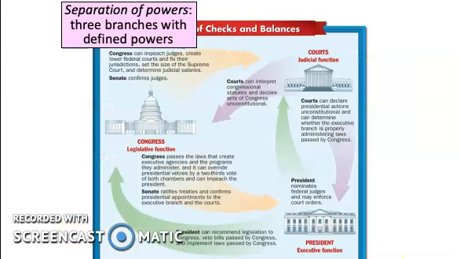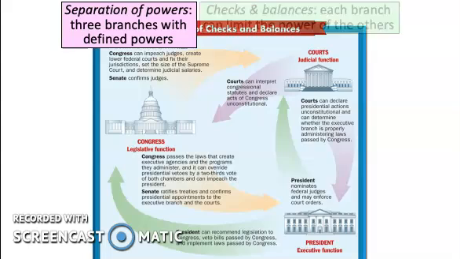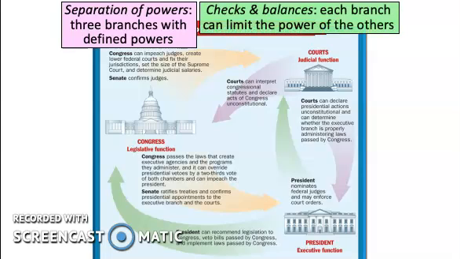A third example is what we call separation of powers. Separation of powers is a major idea. It's just the separation of the three branches of government with defined powers. Along with this concept is the concept of checks and balances. This is where each branch can limit the power of the others. The biggest are the ability of the president to veto different acts of Congress and Congress's ability to impeach the president.